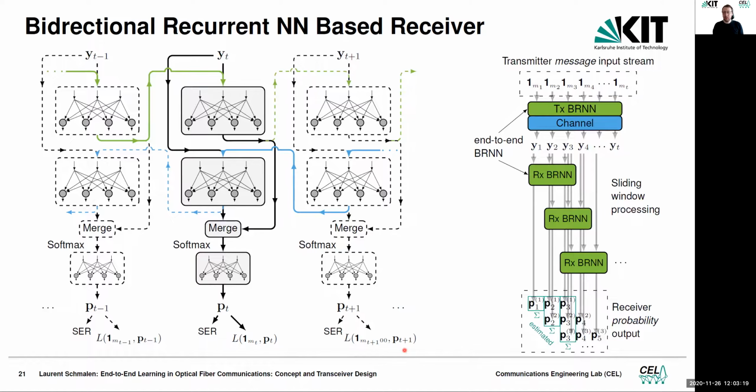So here's how it looks. We have a block of data that we transmit, process with the transmitter bidirectional neural network, transmit over the channel, and at the receiver, we employ these sliding windows.